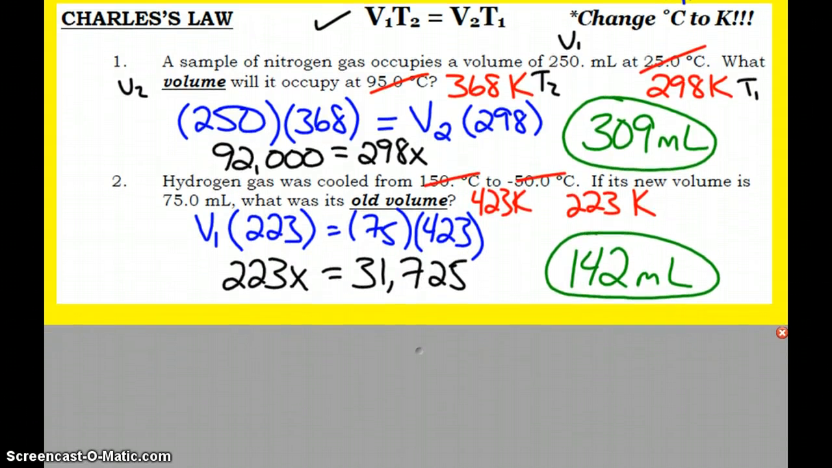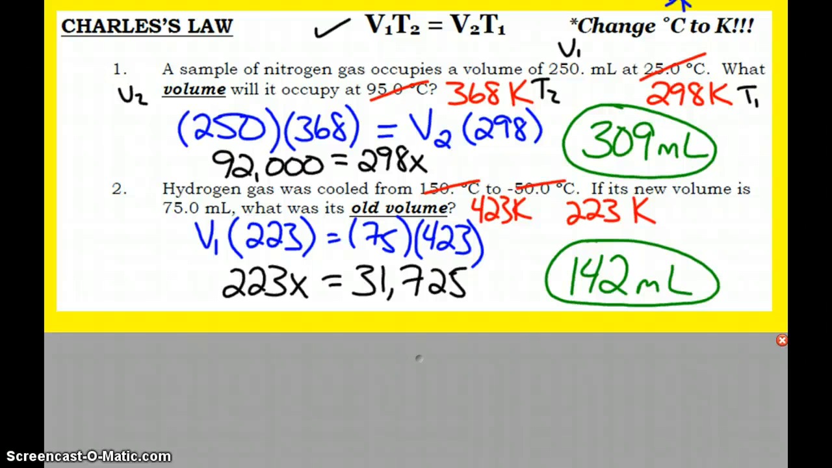And so this is what it should end up looking like. Again, I changed my Kelvins. Negative 50 Celsius plus 273 gives me that 223 Kelvin. That's my T2. This time we're solving for the old volume, V1. So I have to divide by the 223 to get 142 milliliters. All right.